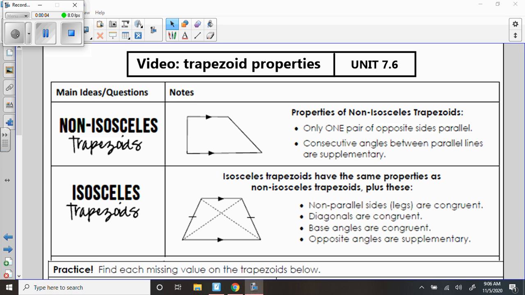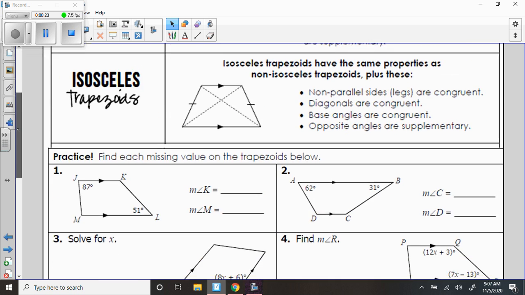Here is our trapezoid video for Unit 7. This is a long one. Trapezoid is a very popular quadrilateral. Here are your properties at the top. I'm not going to read them to you, but we're going to just jump right in.